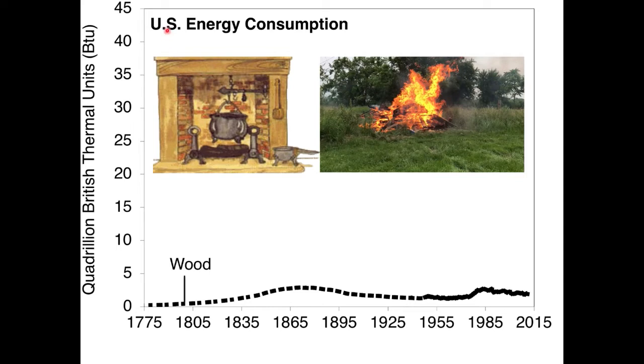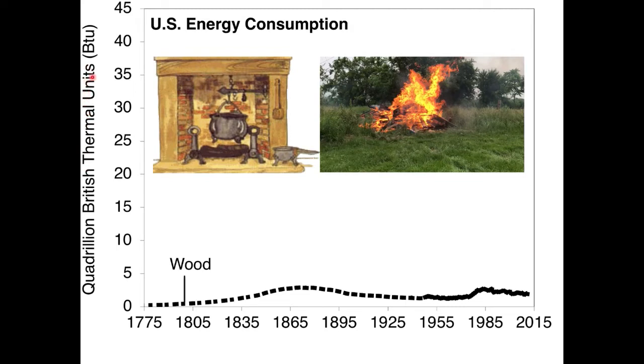Now, I'm going to use a figure that I'll unpack here, where I've got a timeline on the x-axis from 1775, the dawn of our country, the Continental Congress, through 2014. And I've got wood plotted here on the bottom. And on the y-axis is a unit of energy. And the unit here is quadrillion British thermal units.